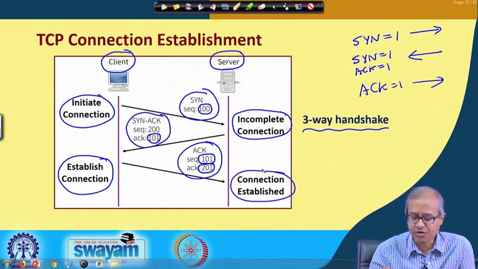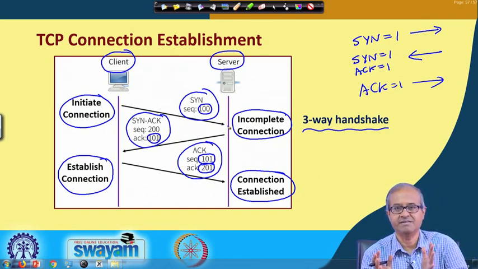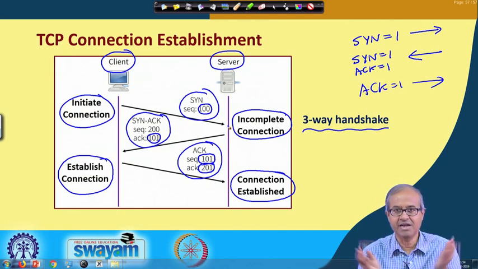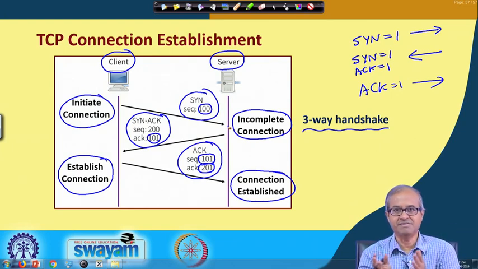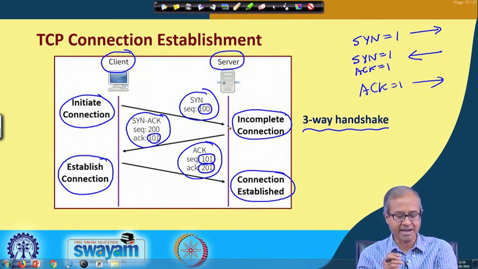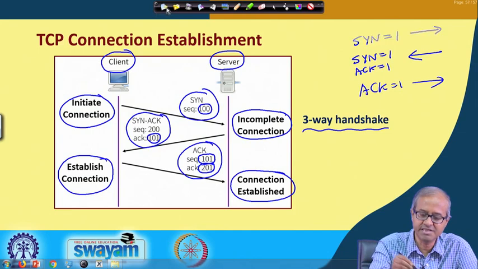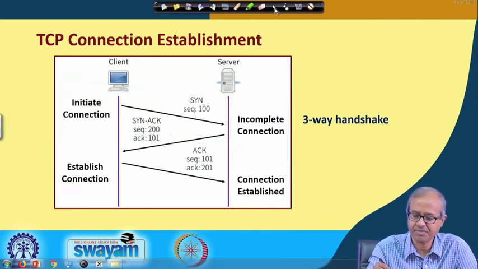So, the idea is that when the server receives the first packet, it gets ready for the connection. There is a connection request, so let me keep aside some buffer, some entry in the table, so that this connection can be taken care of once my 3-way handshaking is done. So, the server sends back, and the client finally sends back again. Only after this 3-way handshake is the connection said to have been established. Okay?